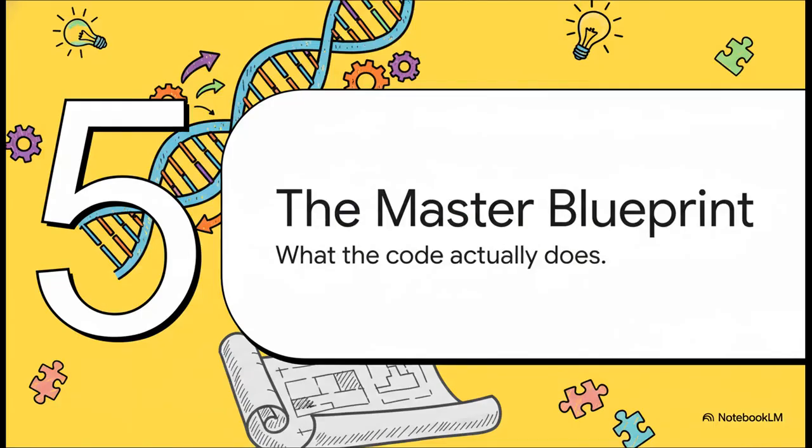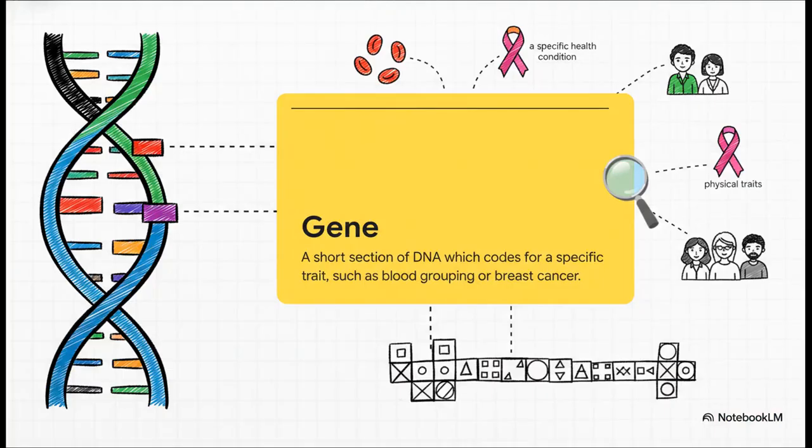All right, so let's bring this all home. We know what DNA is, we know where to find it, and we know what it looks like. But so what? Why does any of this matter? What does this master blueprint actually do? Well, the code is read in chunks, and we call those chunks genes. A single gene is basically just a short stretch of DNA that holds the specific instructions for one particular thing.